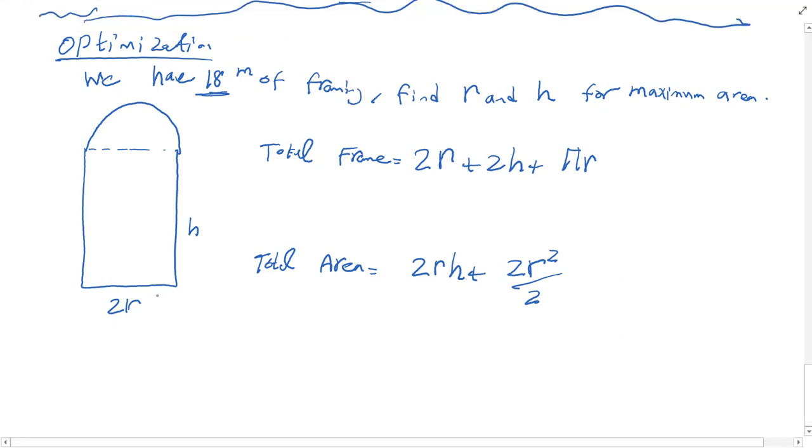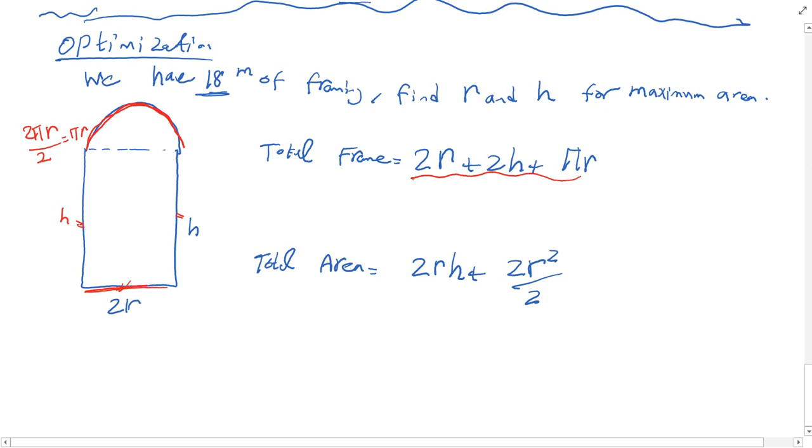So 18 meters of framing, meaning that your total frame will be 2R here, plus 2H here, 1H here, 1H here, plus the perimeter of a semicircle. The perimeter of a semicircle is the perimeter of a circle divided by 2. The perimeter of a circle is 2 pi r, so if you divide that by 2, you get pi r. So we have a pi r, we have 2h plus 2r. That's the first one, the total frame that we have.